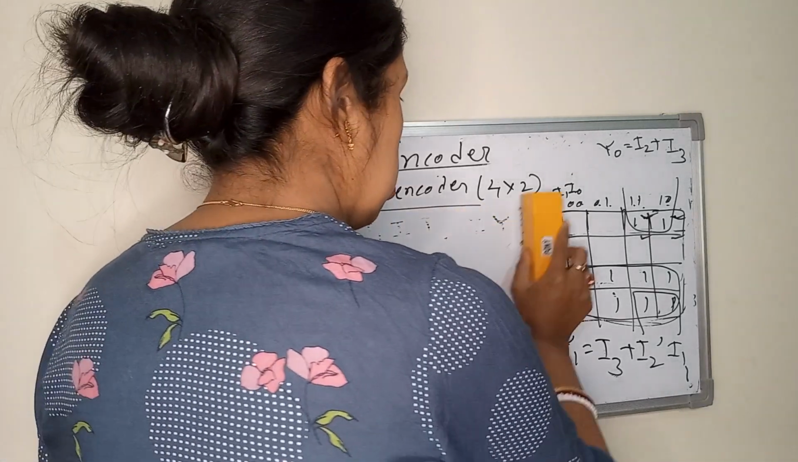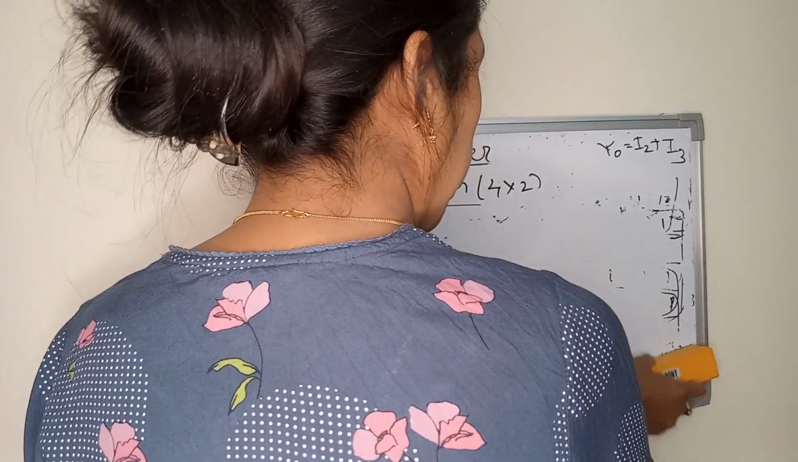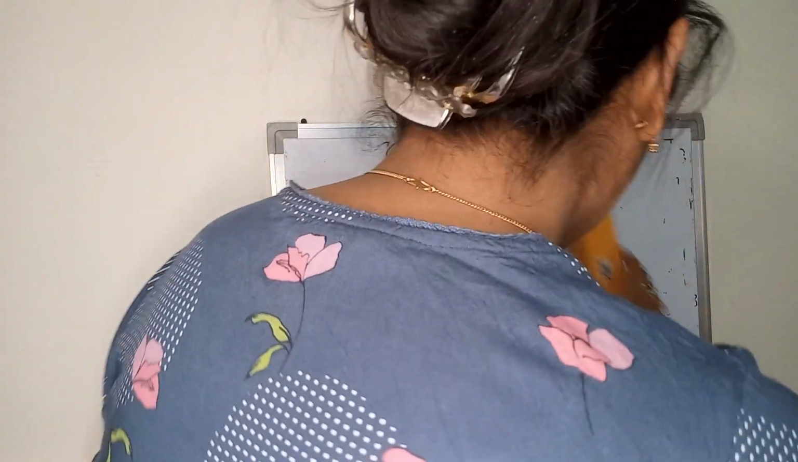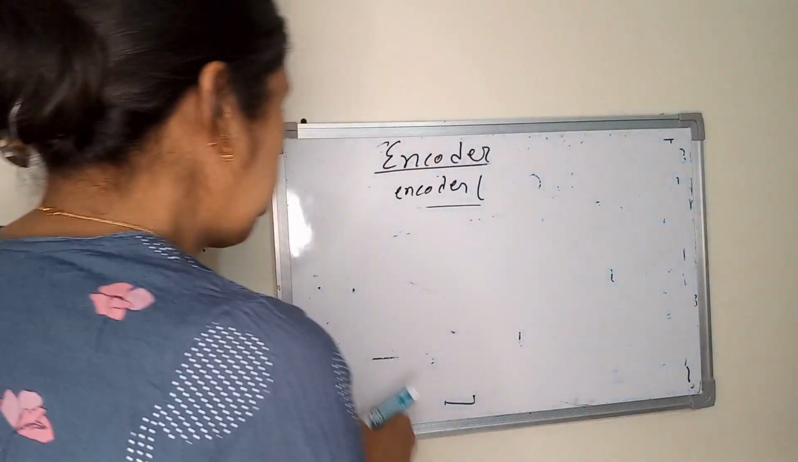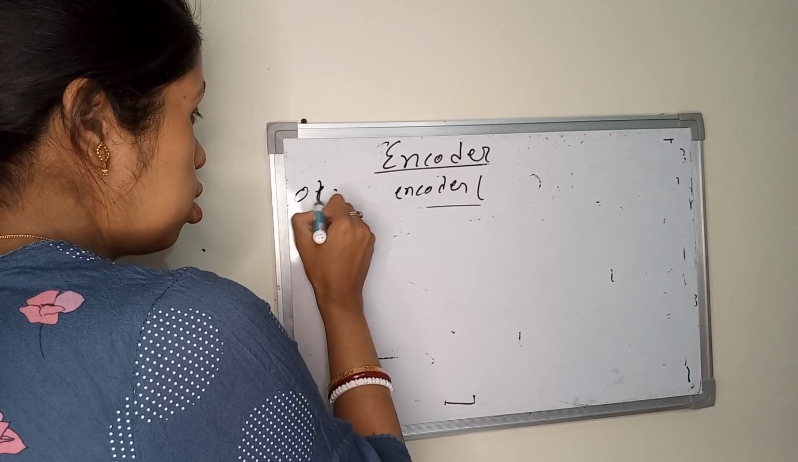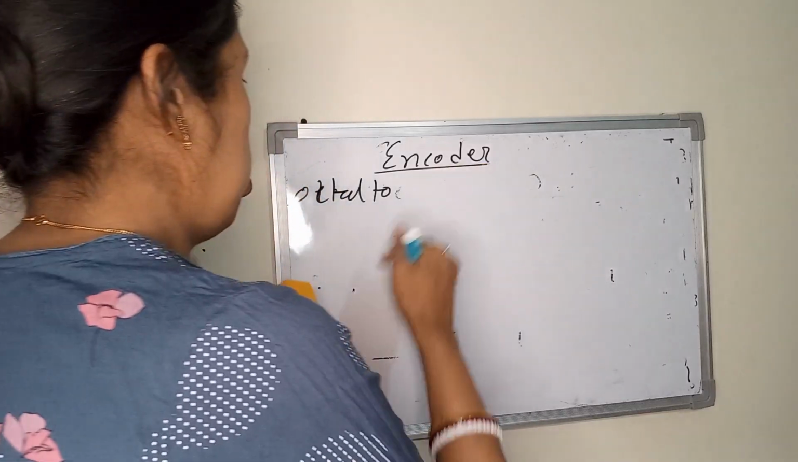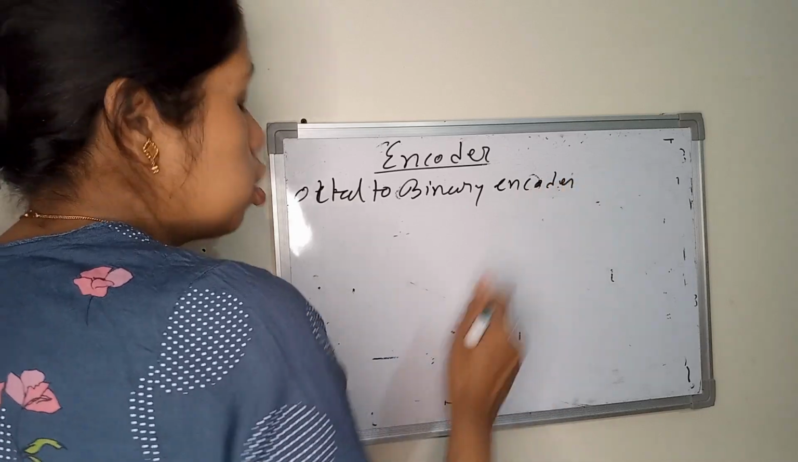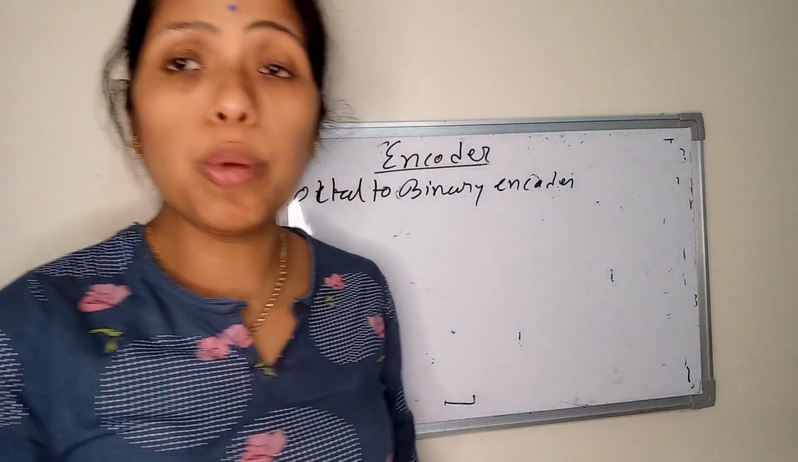Now come to the octal to binary encoder, the last topic. Octal means the base is 8, right? So how many distinct numbers are there? 0 to 7 distinct numbers. Total 8 numbers are there in the case of octal.